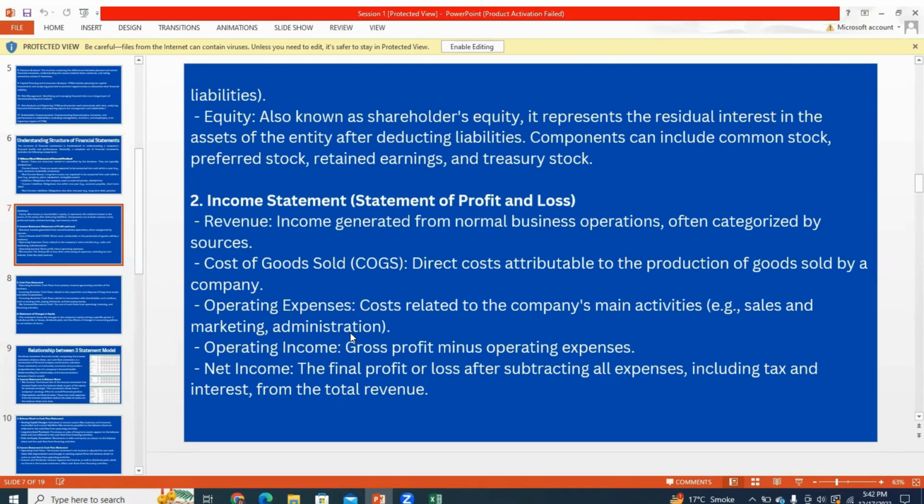Operating income is gross profit minus operating expenses. Yes, in US GAAP we call it operating income. In IFRS we call it EBITDA.